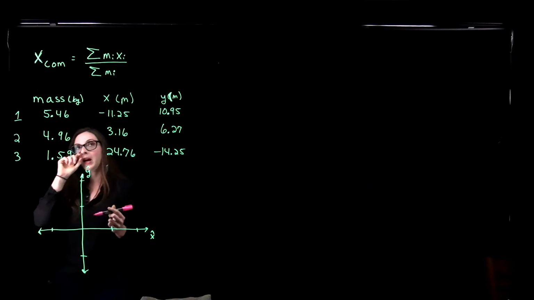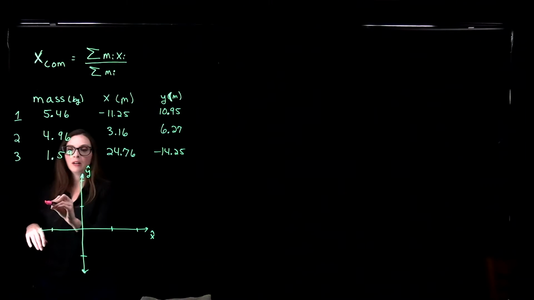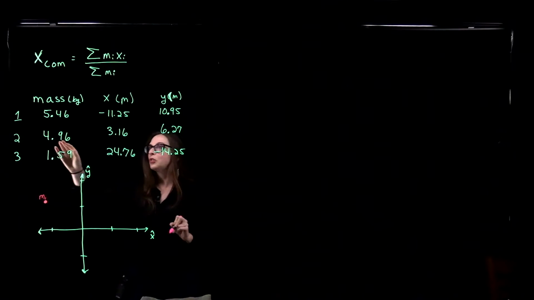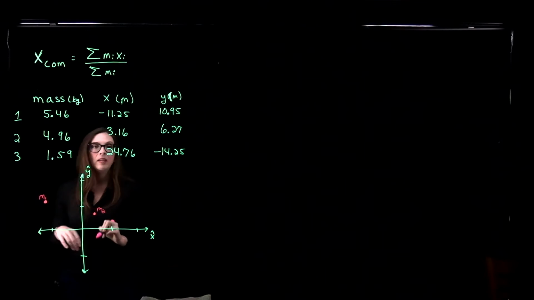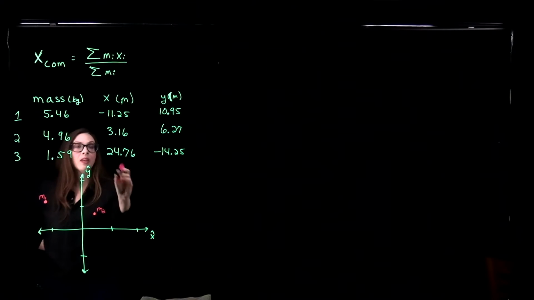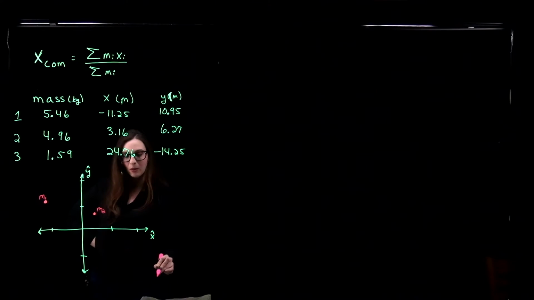Where are these masses? Mass 1 is sitting at minus 11.25 meters in the x direction, and in the y direction at 10.95 meters, so it's somewhere right here. I'm going to call this mass 1. And then mass 2 is sitting at 3.16 meters along the x dimension and 6.27 meters along the y direction, so somewhere right here is mass 2. And then mass 3 is sitting at 24.76 meters along the x and minus 14.25 along the y. So it's somewhere over here.